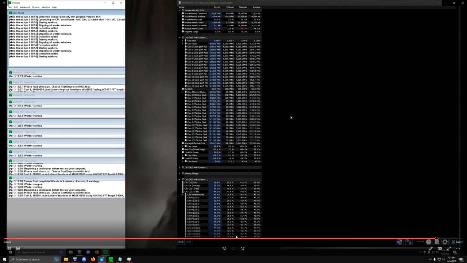But then after a couple of seconds, once the load starts to really ramp up, you'll notice that our effective clocks on some of our cores are significantly lower. For example, on core 9, core 10 and core 1, our effective clock is almost 1300 megahertz lower than the advertised frequency that we're supposed to be hitting. And this is what clock stretching is.